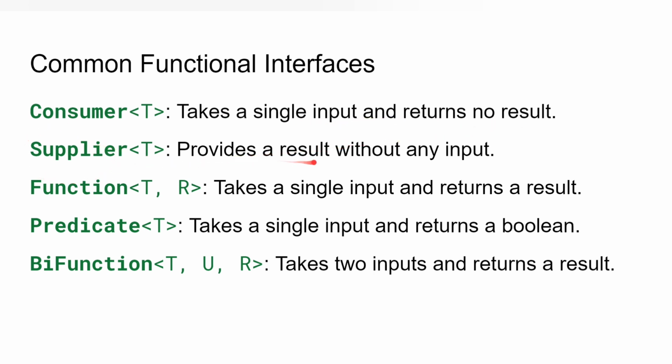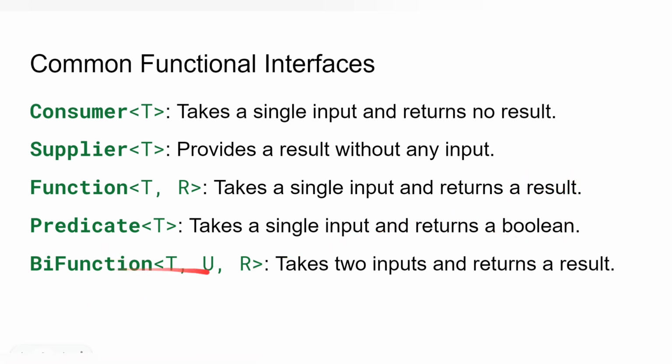Supplier provides a result without any input. It does not take any input, but it provides a result. Then we have Function. Function takes a single input and returns a result. Predicate will also take an input and return a Boolean result. That's the difference between Function and Predicate. Both take input and both provide a result, but Predicate will only provide a Boolean result. Function can provide a result of any data type.